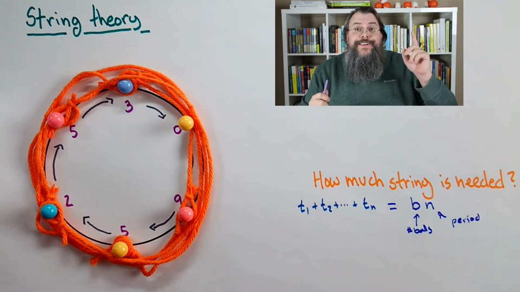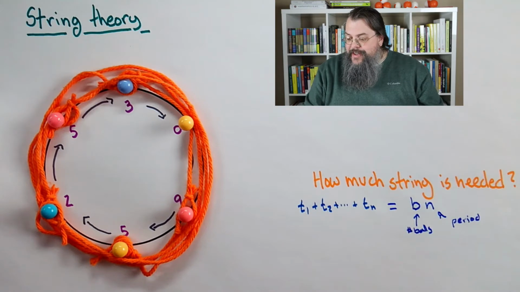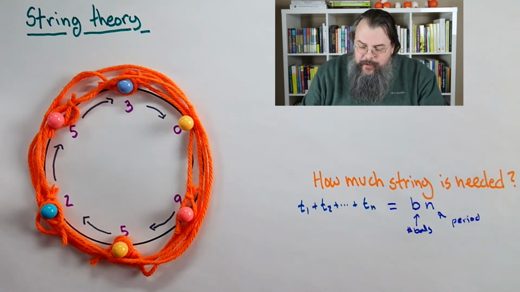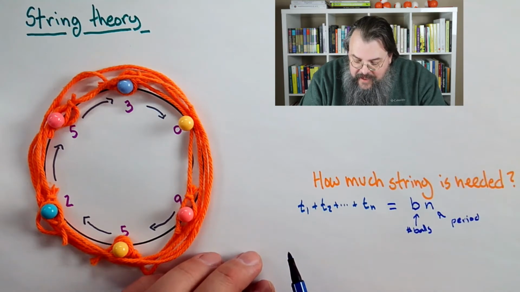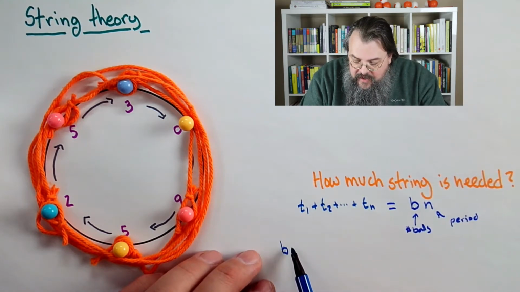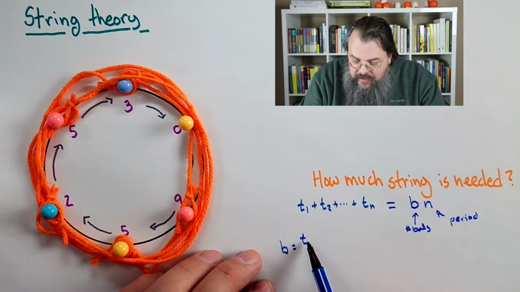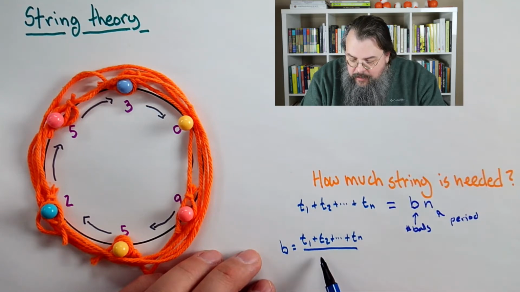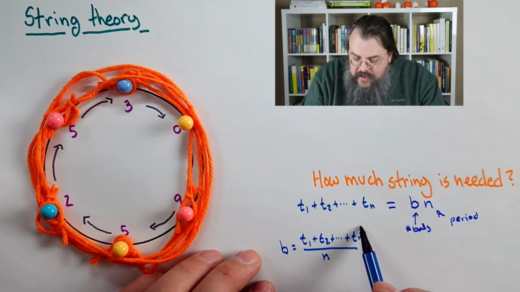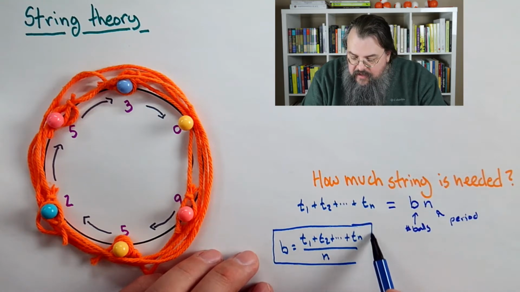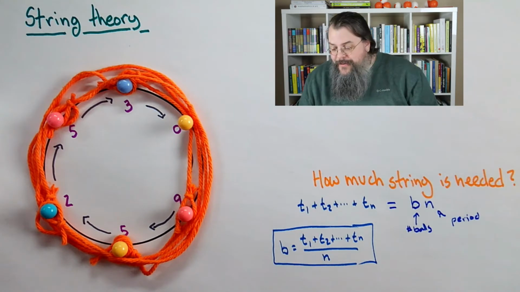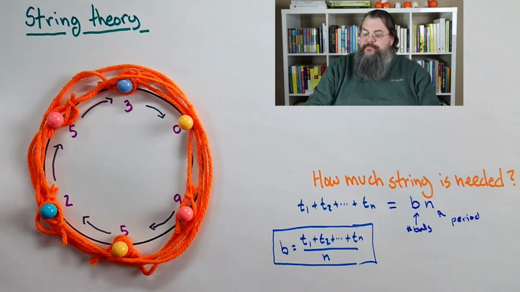And now, divide by n. And we come to the conclusion that, aha, it must be the case that our number of balls is equal to the sum of the throws, T1 plus T2, plus so forth and so on, divided by n. So in other words, the number of balls is your average. Beautiful. Beautiful result. All right.